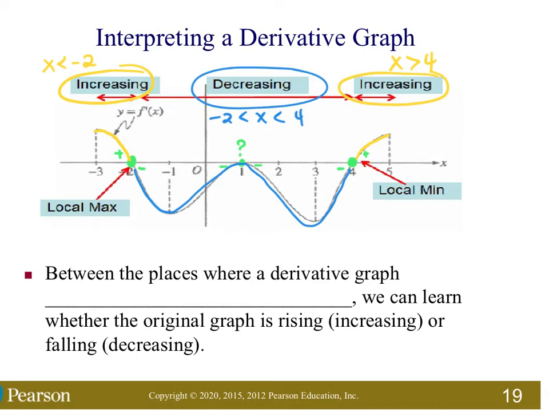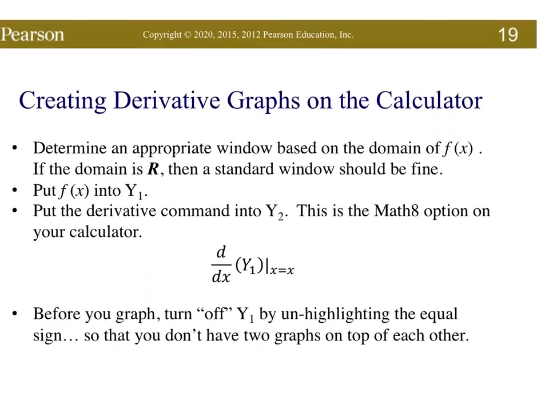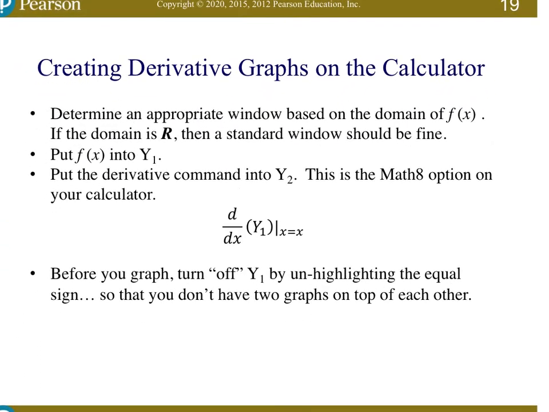All right, so between the places where a derivative graph crosses the x-axis, we can learn whether the original graph is rising or increasing, or falling or decreasing. But it has to cross, okay? It has to cross the x-axis. All right, now we can get a peek at graphs also by looking at derivative graphs on our graphing calculator. So I'm going to teach you how to do that. So please grab out your graphing calculator.